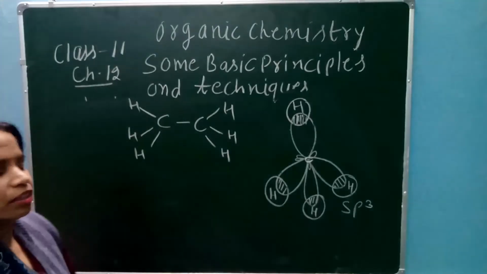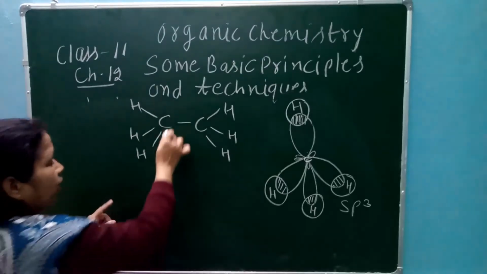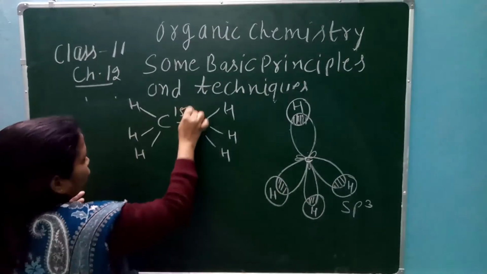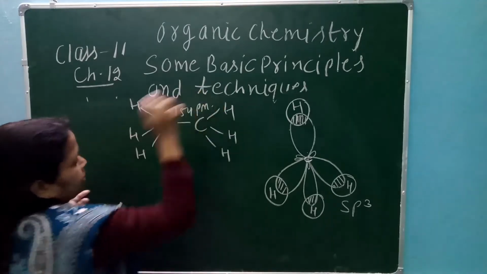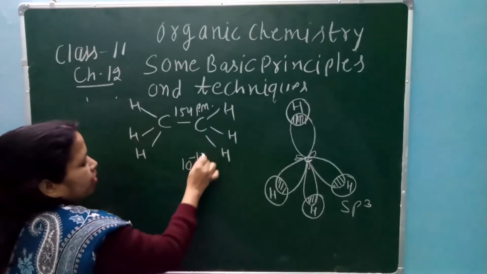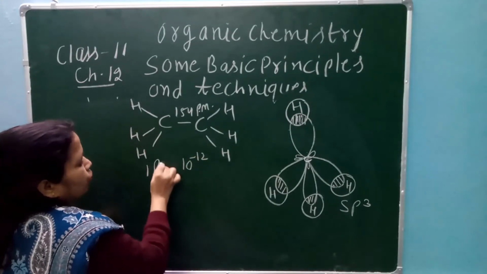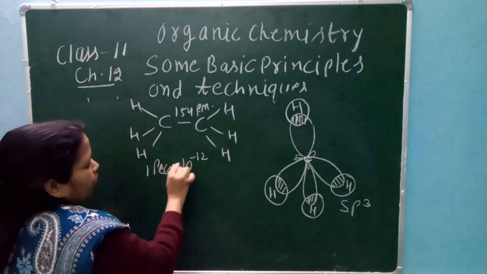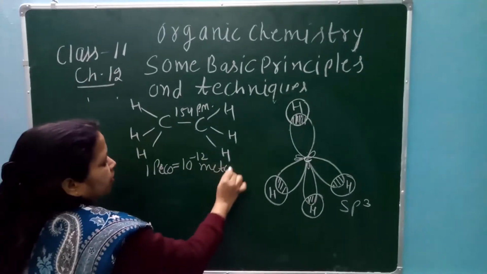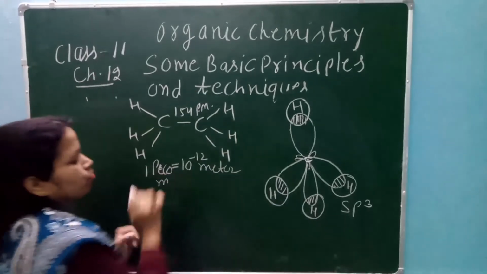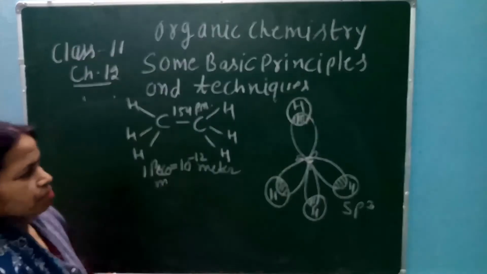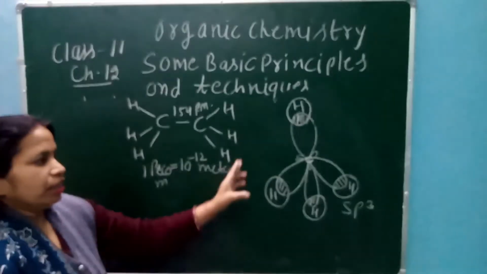This is called ethane. The carbon carbon bond length in ethane is 154 picometer. So you have to learn pico means 10 to power minus 12. 1 pico equal to 10 to power minus 12 meter. So the meaning of 1 picometer means 10 to power minus 12. अब आपको carbon carbon की structure ऐसे बनानी है। एल्केन में कैसे बनाओगे?